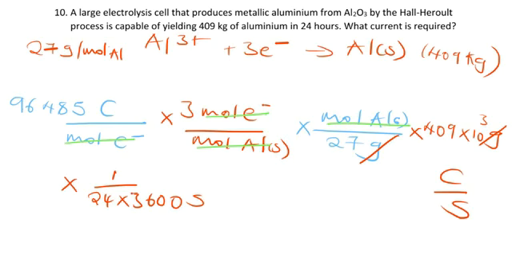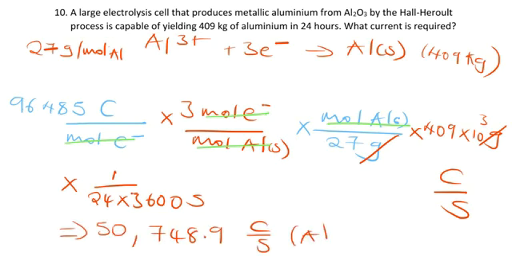So for the top part, 96485 multiplied by 3 multiplied by 409 times 10 to the power 3, divided by 27, divided by 24, divided by 3600. So here what we are getting is 50,748.9 coulomb per second, in other terms, ampere. So that is the current that is required to produce 409 kilograms of aluminium in 24 hours.